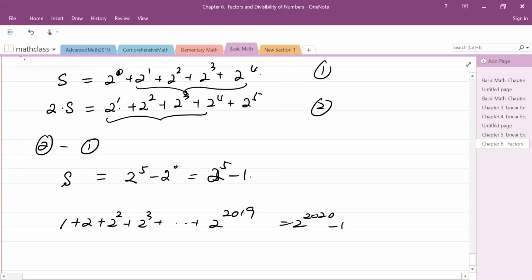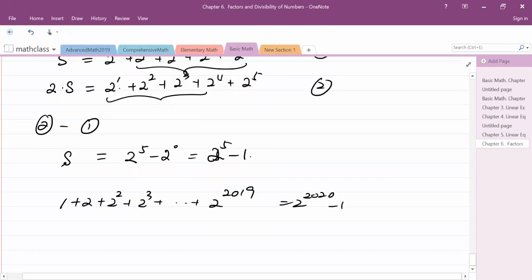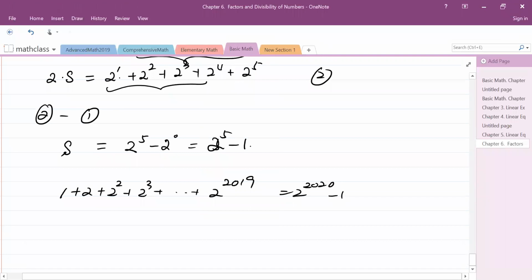Can combine into just only 2 terms. Wait. So 2 to the 2020 is a pretty large number. Yeah. It's almost equal to the sum of all those numbers. Okay. So you get this using the same idea.